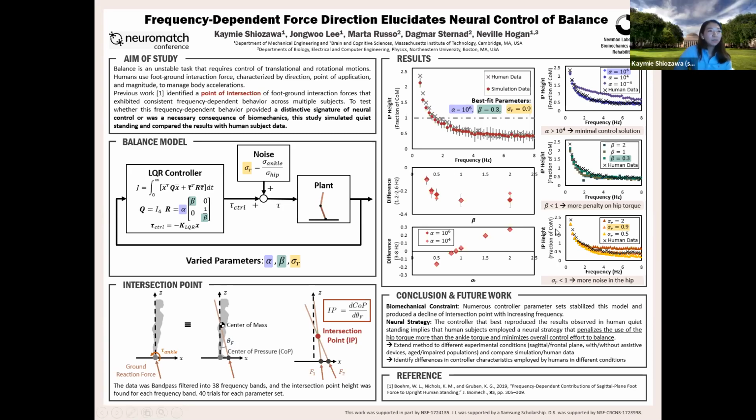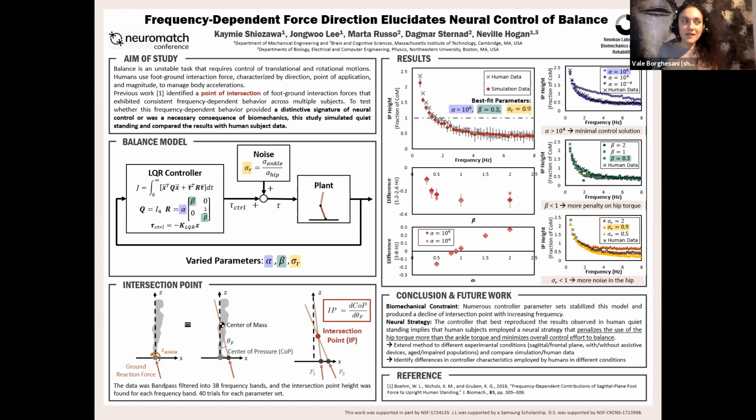Yeah, I'm quite interested in developing assistive technologies for impaired populations, and I think understanding the neural control and the dynamics of impaired people, or just people in general, during balance is an important first step. So if we could apply this method and find neural control strategies for people who use assistive devices or aged and impaired populations, that could inform the design of future assistive and rehabilitative technologies.